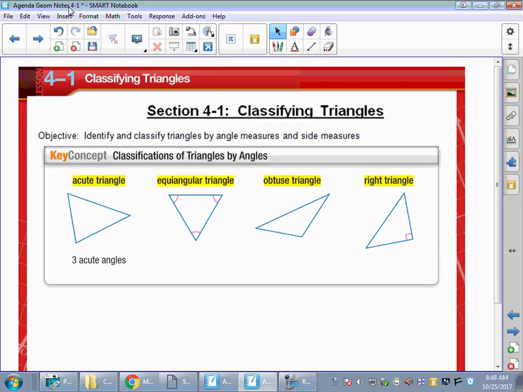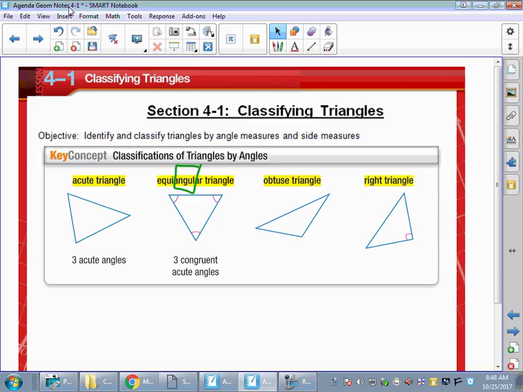Equiangular, so all 3 are less than 90. Notice the word angle in equiangular. Equiangular means that all the angles are equal. We are not looking at the sides. So it's 3 congruent acute angles. If all of them are going to be congruent, they all have to be acute.